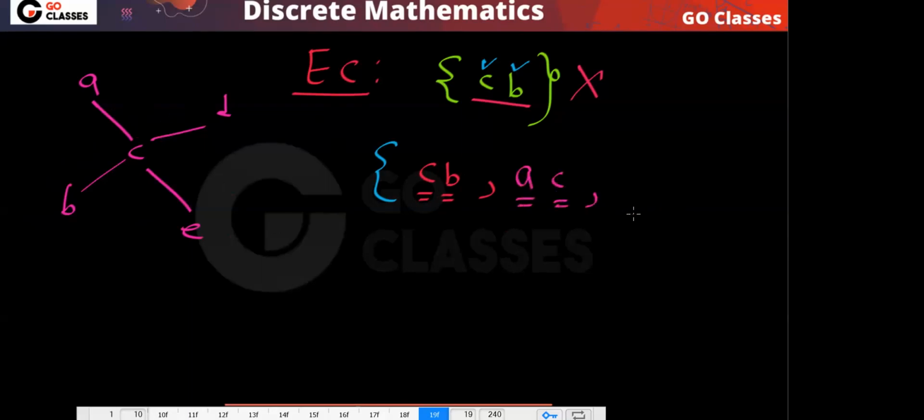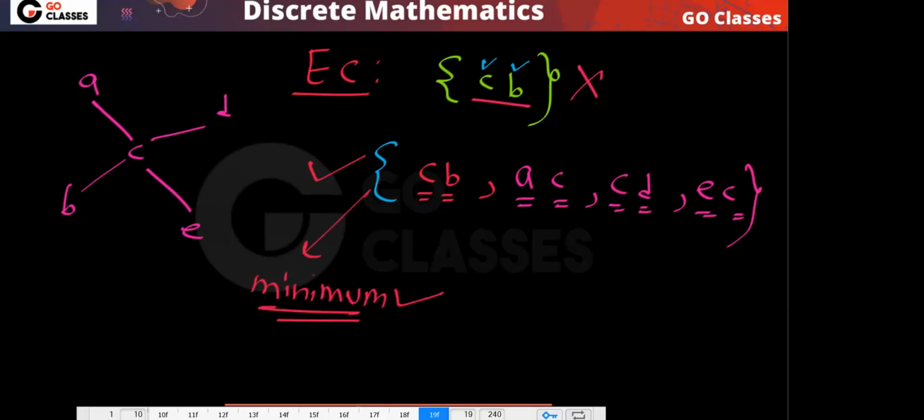Now what is remaining? So CB, AC. I have to take CD to cover this, and I have to take EC. So actually this is the edge cover. Yes or no? Actually, this is minimum also. This is the minimum edge cover. Is this clear?